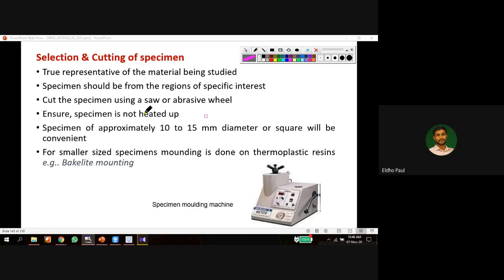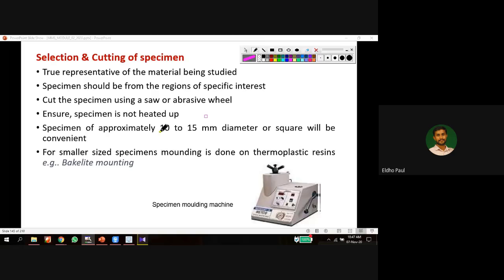But during the cutting process, if any heat is developed across a cross section, that may change the grain structure, or the grain size may change, or the grain shape may change. So we should ensure that during cutting, no heat is developed across the specimen. For that, we can use different cooling arrangements. We can provide some water cooling, or some coolant can be used to cool the material during cutting. Thereby, we can avoid heating of the specimen during the cutting process.